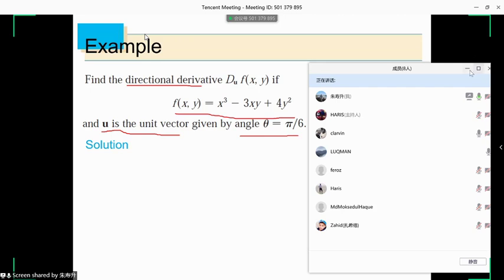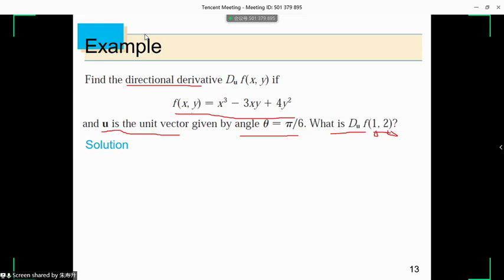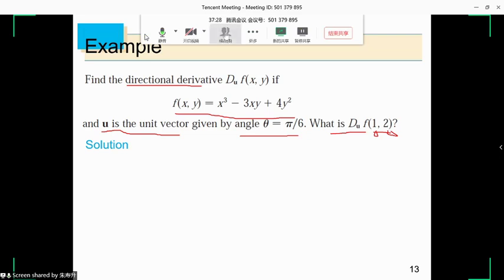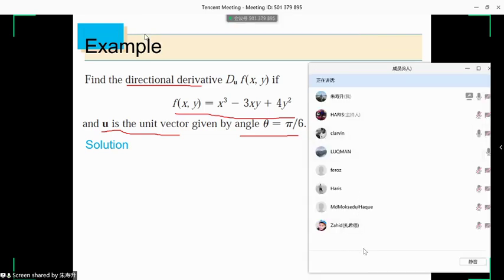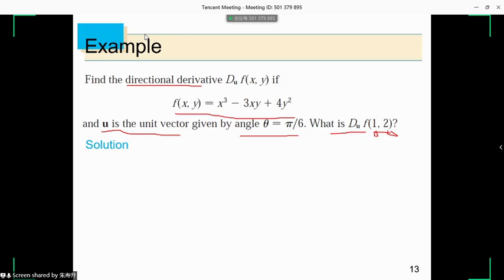So the directional derivative of f is... Who finished? Can anyone answer? Chloe can answer, or have you finished? 3x squared, and then minus 3y.